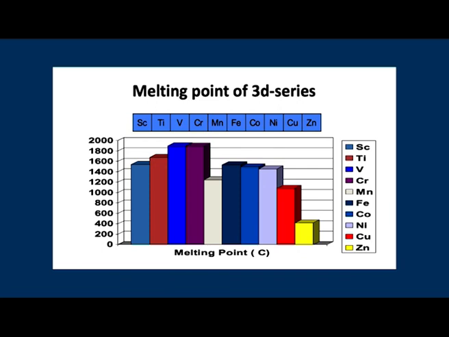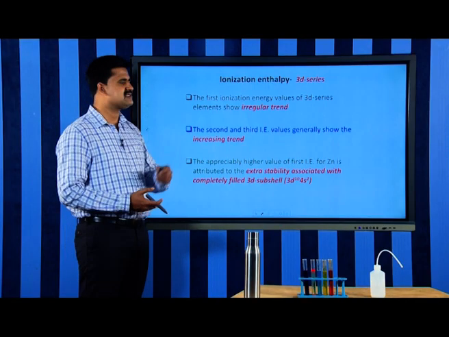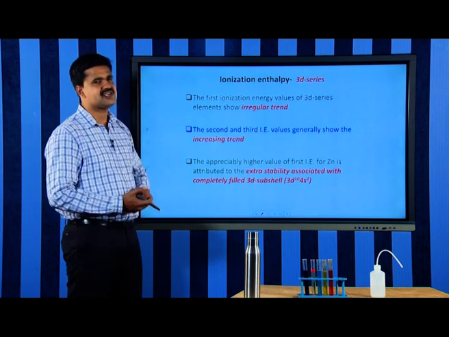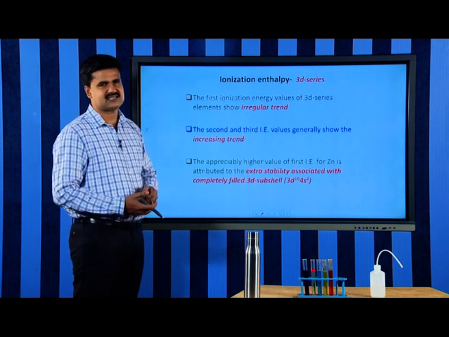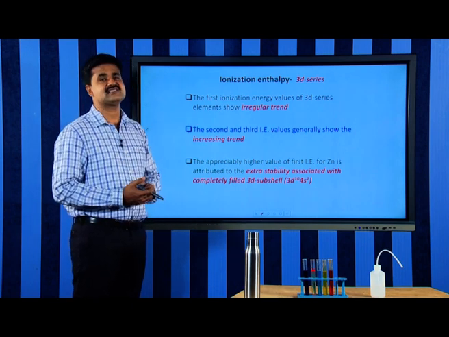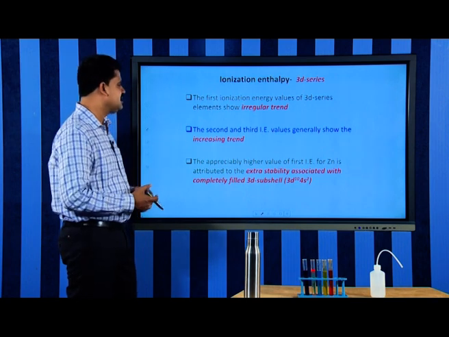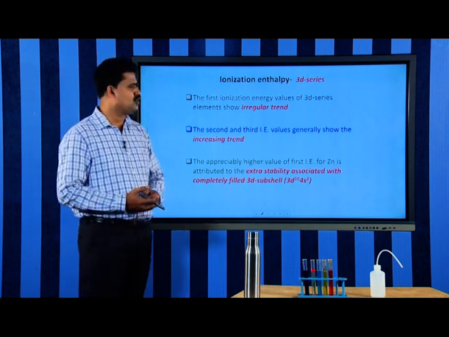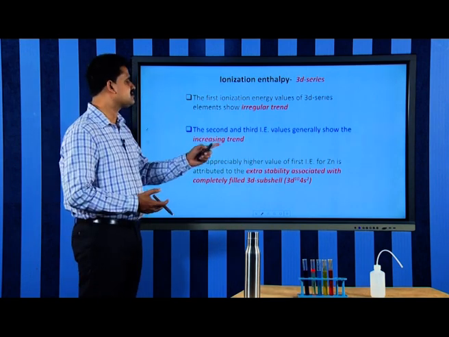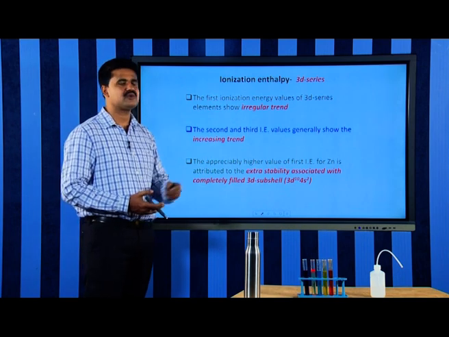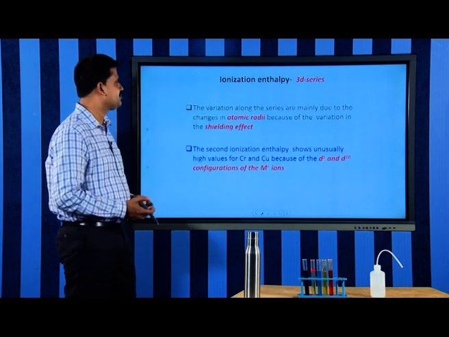In the case of the 3D series of metals, lowest melting point is associated with zinc and highest melting point is for vanadium as well as chromium. First ionization enthalpy values of the 3D series show some irregular trend, whereas higher ionization enthalpies have regular trend. The appreciably high value of first ionization enthalpy of zinc is attributed to extra stability associated with electronic configuration of 3d10 and 4s2.